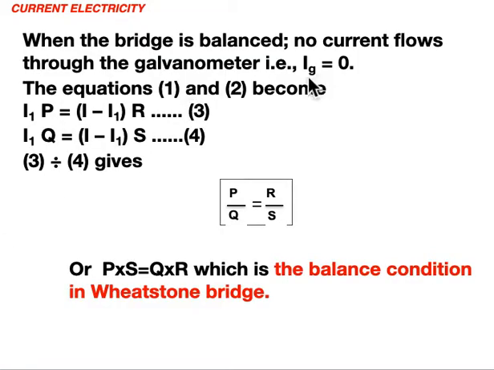For a balanced bridge, put Ig equal to 0 in above equations 1 and 2. You get the equations as I1P equal to I minus I1 R and I1Q equal to I minus I1 S. Dividing the 2, you get this result. This is the condition for balance in a Wheatstone bridge. The ratio of the resistances in the arms are equal, or the product of resistances in opposite arms is equal. This is the balance condition. A very useful circuit because it's an accurate method to determine unknown resistances.